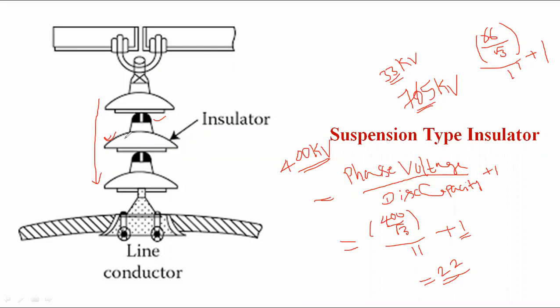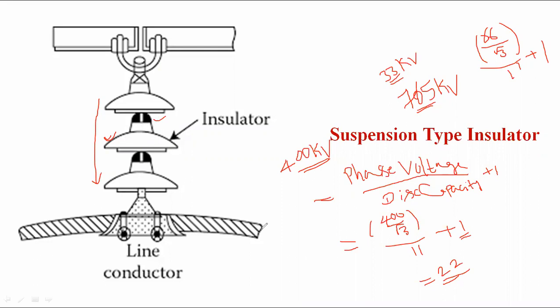Previously the material used was porcelain, but at present toughened glass material is used. In porcelain material, with the naked eye it is not visible if any air bubbles are formed at the time of coating or if any minute cracks are there.